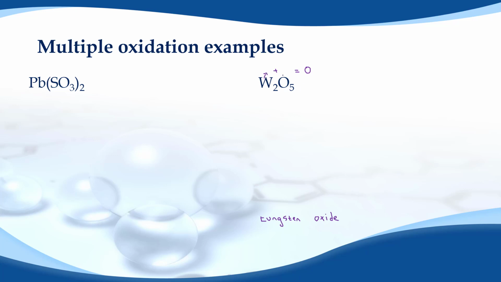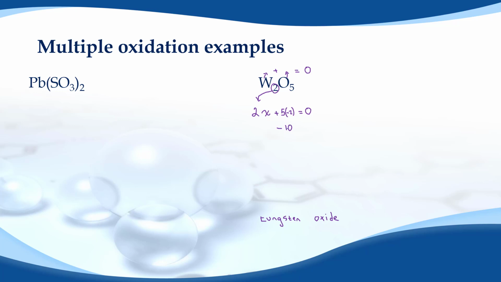We don't know the positive charge, so I'm going to call that X. Now, because there are two tungstens, we don't just have one X, we have 2X. Right, so 2X plus something equals 0. How do we get that something? Well, oxide has a -2 charge. There are 5 oxides, right? So we have 5 copies of that -2. 5 copies of a -2 will add up to -10.